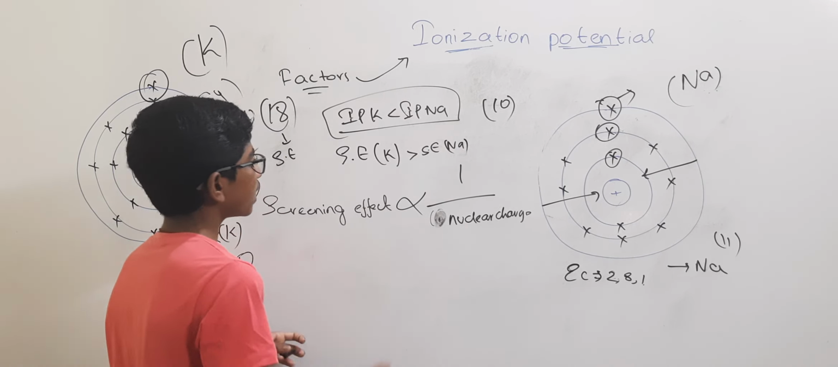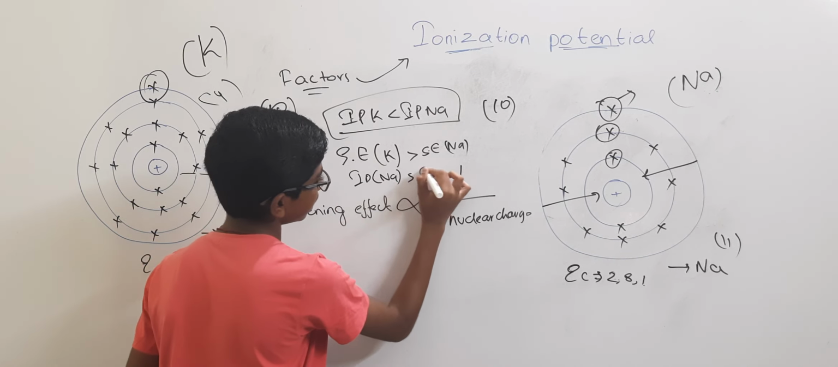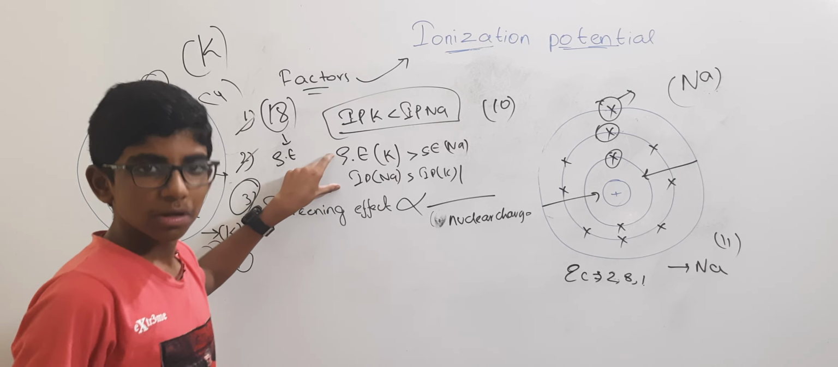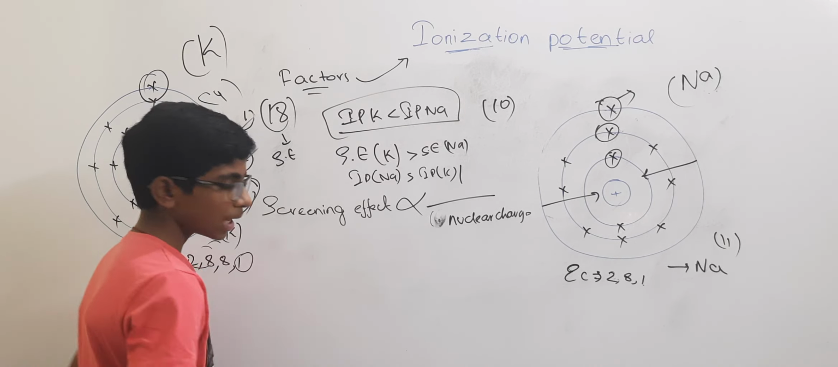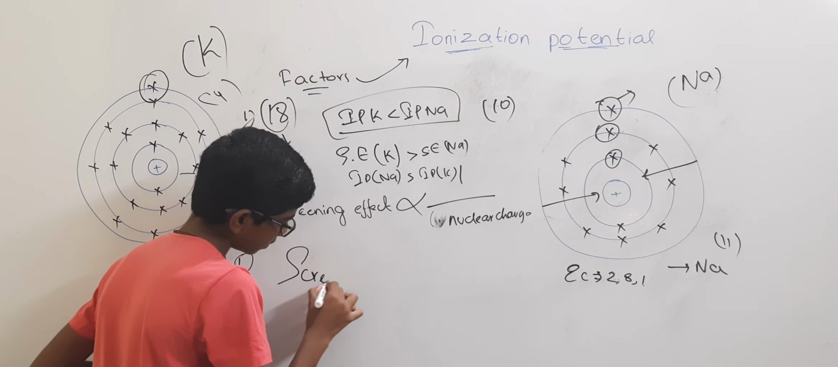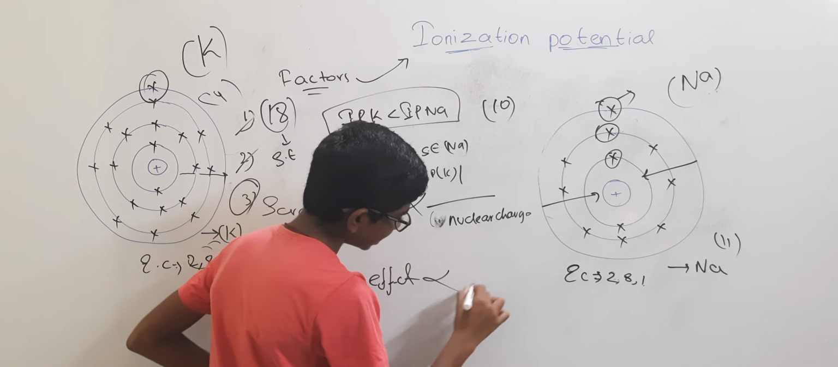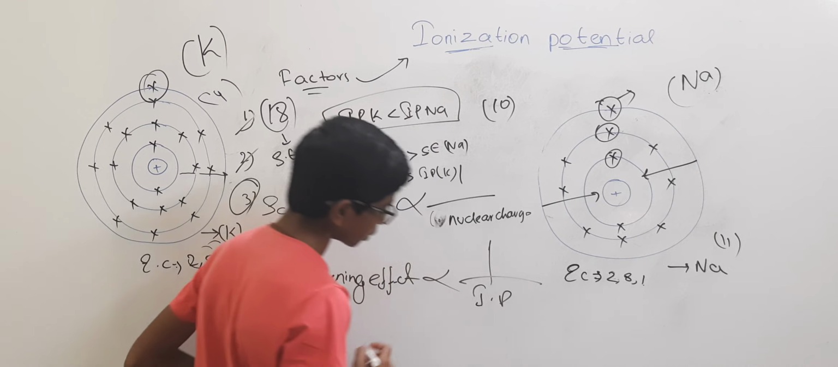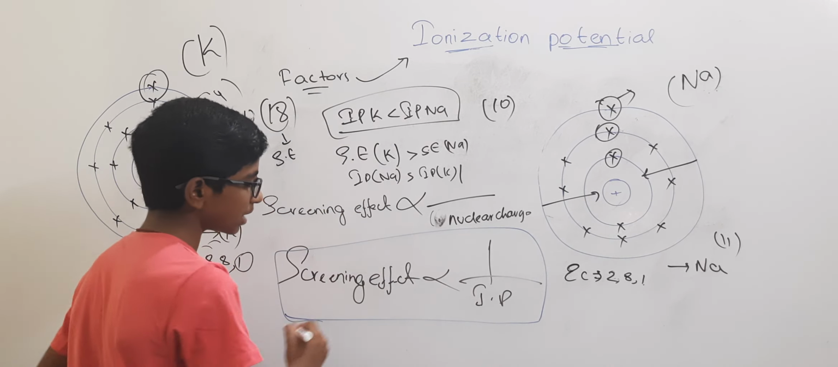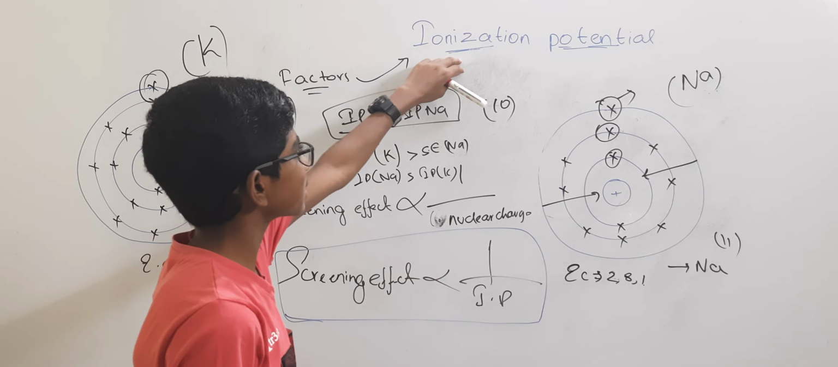We have to compare the ionization potential values. IP of Na is greater than the ionization potential of potassium. These are inverse to each other. So the conclusion, the relation between the screening effect and the ionization potential, is that the screening effect is inversely proportional to ionization potential energy. Okay, the screening effect is inversely proportional to ionization potential energy. These are the main three relations which belong to the ionization potential energy.